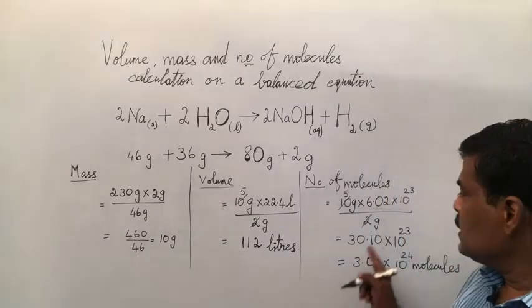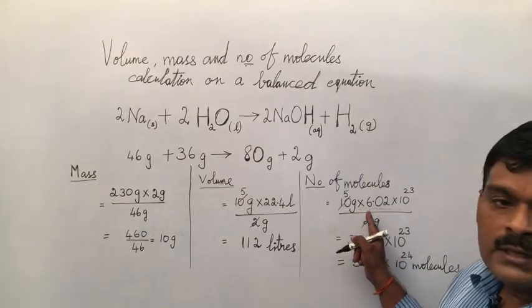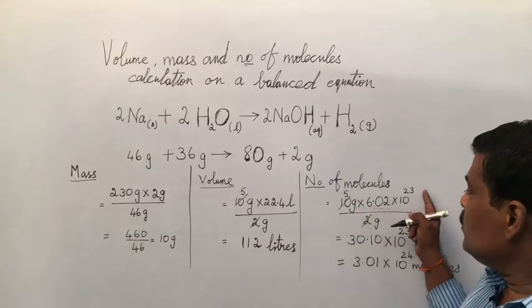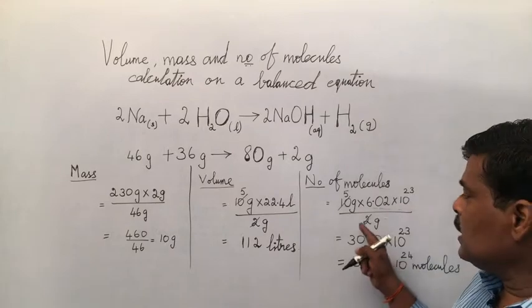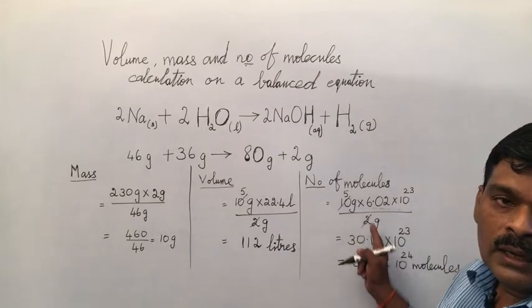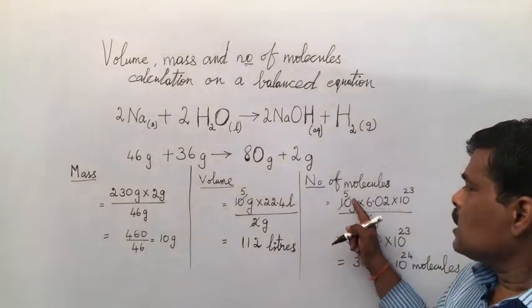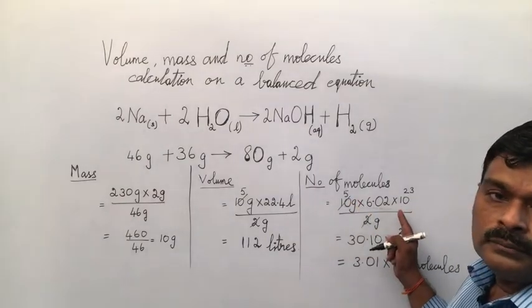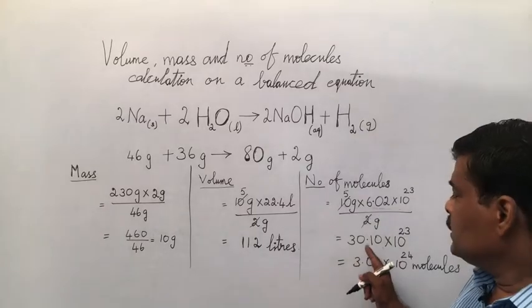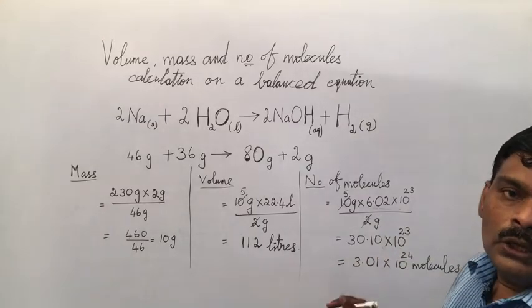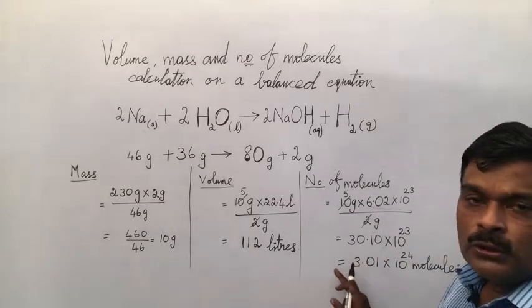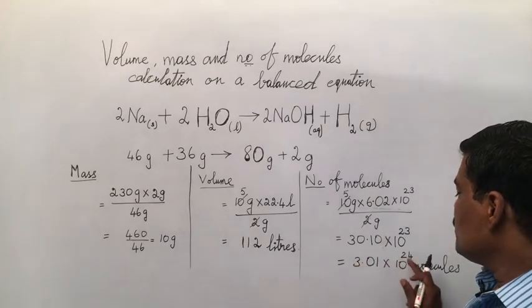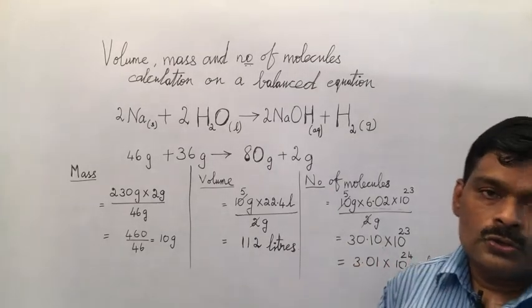10 grams of hydrogen contains 10 into 6.02 into 10 power 23, whole divided by 2. After cancelling we get 5 into 6.02 into 10 power 23, which is equal to 30.1 into 10 power 23. This is equal to 3.01 into 10 power 24 molecules of hydrogen.